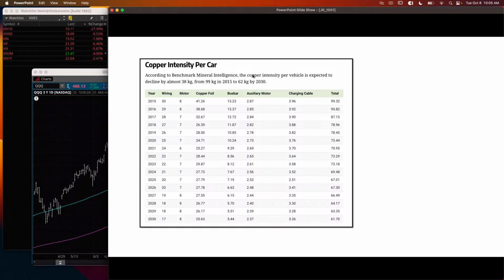Copper intensity per car. The copper intensity per vehicle is expected to decline. So in 2015, whatever this metric is, 99.32, working all the way down to 40% less copper by 2030. And I think this is really cool to see that it's just innovation. The whole argument that there's not enough copper for EV, well, they'll just find other ways or other metals to use rather than copper. So very cool to see.